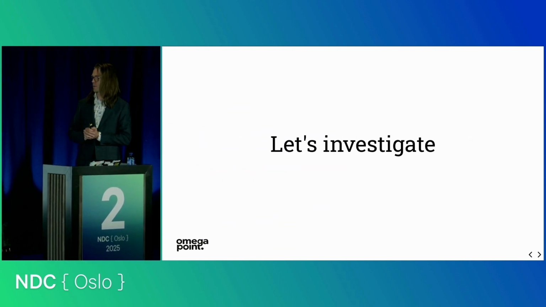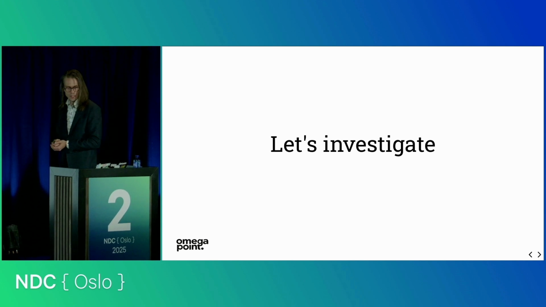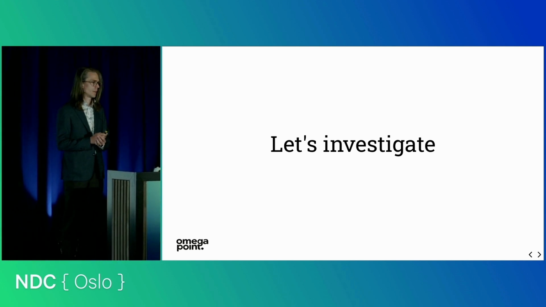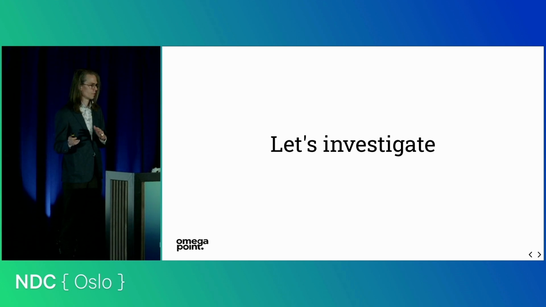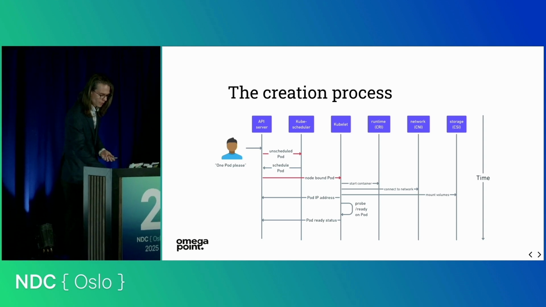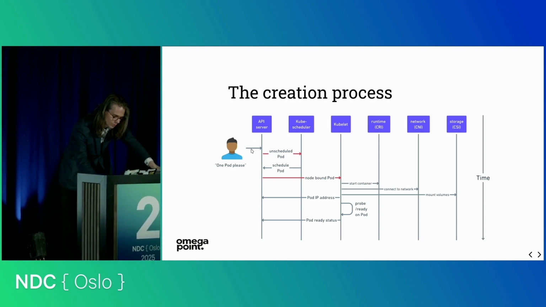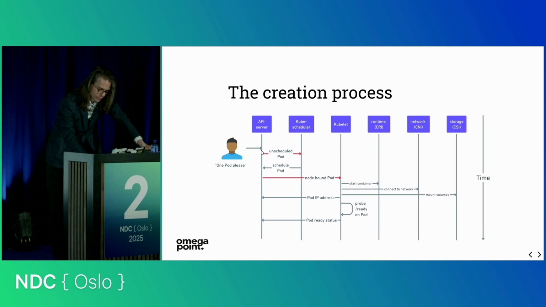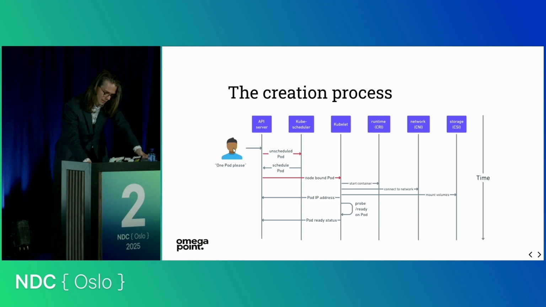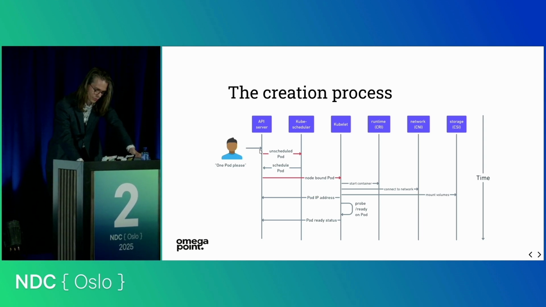Okay, so that's some basic theory, so let's investigate a bit. We mentioned that it happened during the termination of a pod. So first, let's go through the creation process of a pod. And now I'm going to use my cursor so you can follow, because this is a bit of a mouthful of a diagram. But this is what happens during a pod creation. So here we have me or someone saying one pod, please, for example, using kubectl run, sending that to the API server.